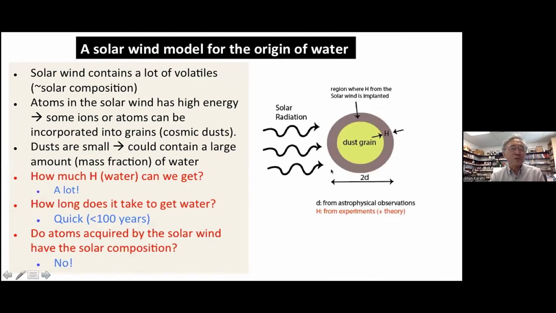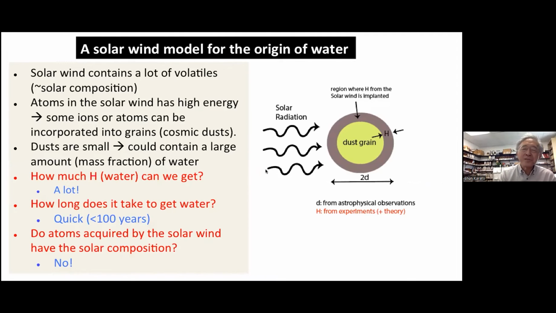So this is the essence of the solar wind hypothesis. Solar wind comes from the sun, goes to the dust, and then hydrates near-surface regions. And the question you should ask is, does this process give enough hydrogen or water to make wet planets? And how soon does it take? 1 million years or 100 million years?